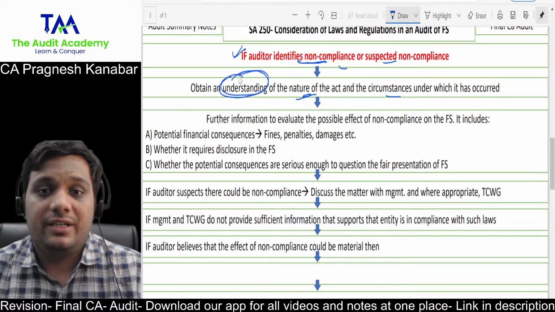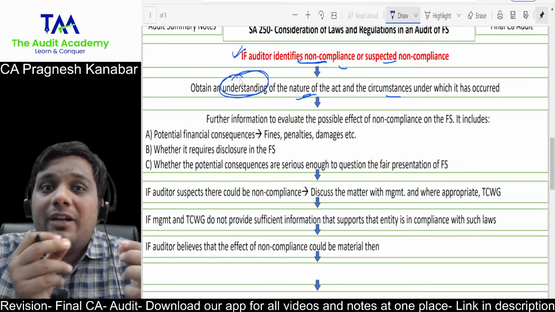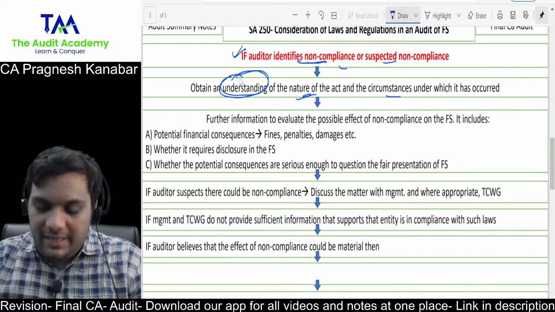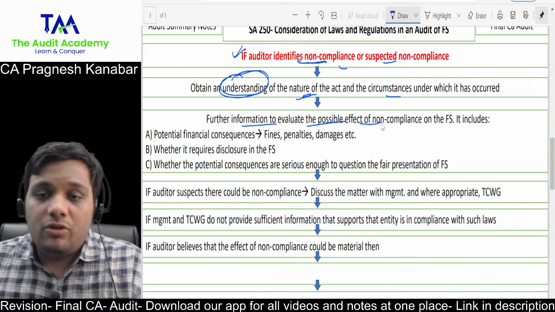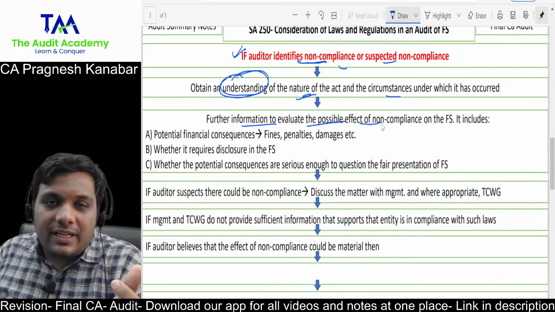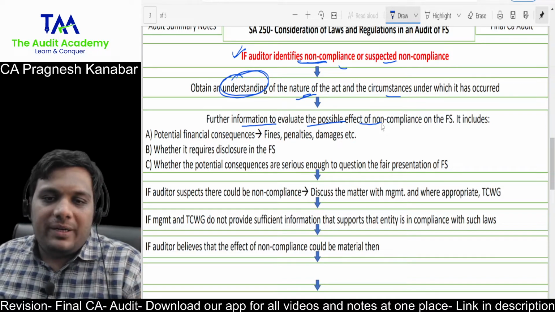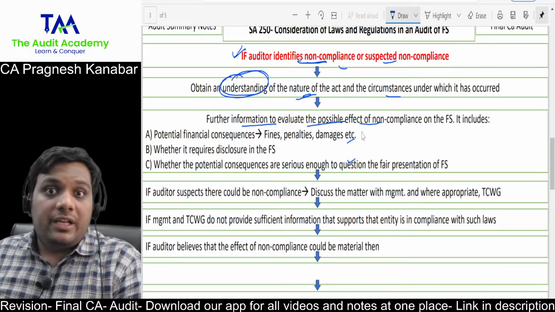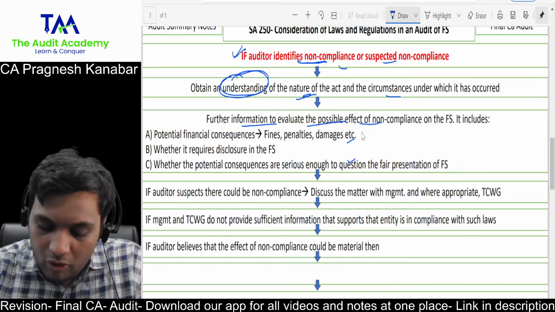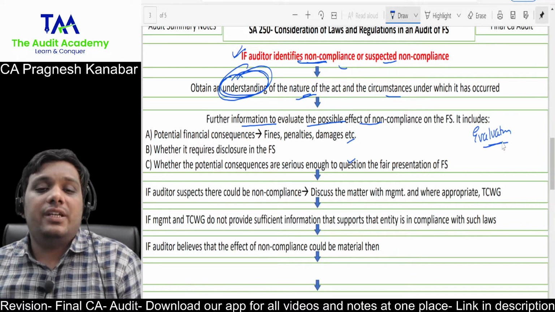All right. So first try to understand things. Then evaluate what could be its impact on the financial statements, because being an auditor of financial statements, I'm always worried about the impact on the financial statements. Obtain further information to evaluate the possible effect of non-compliance on the financial statements, trying to understand what could be the financial consequence, what kind of disclosure is required in the financial statements, or whether a provision is required for penalties. All right. Sometimes the non-compliance could be huge, questioning the going concern of the entity. So obtain an understanding and perform some evaluation of its impact on the financial statements.